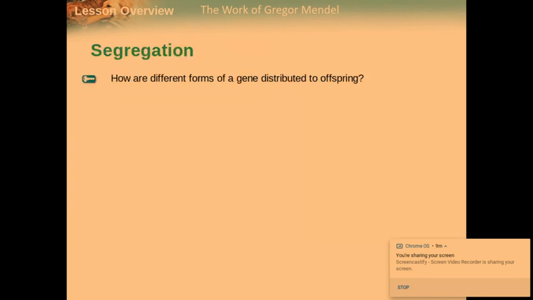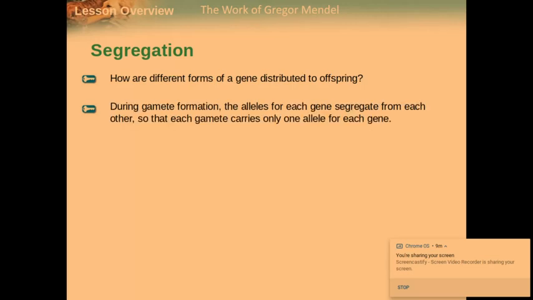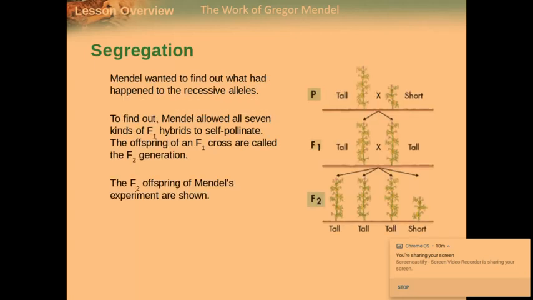So how are different forms of a gene distributed to offspring? During gamete formation, the alleles for each gene segregate from each other, so that each gamete carries only one allele for each gene. Mendel wanted to find out what happened to the recessive allele. So he took two hybrids. A hybrid would be an organism that had both, say in this case, a tall and a short parent. So here's the tall and the short parent. Here's the F1 generation, which both look tall, but he knew that they had a short parent.